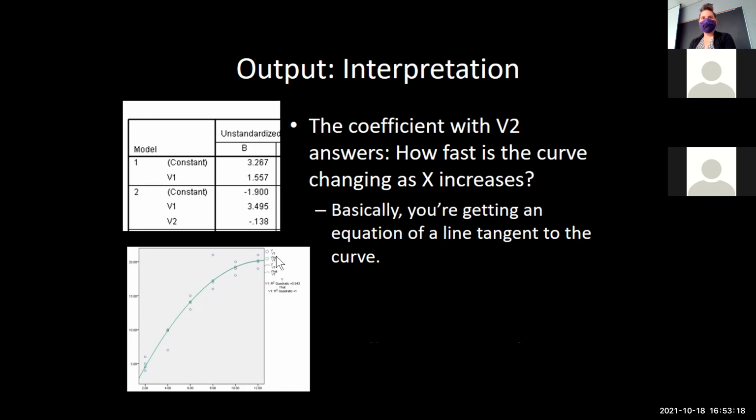All right, I was confused. I thought you meant that it was referring to the tangent line, not the curve, the whole curve at least. Yes, so all of these things together, the negative 1.9, the 3.5, and the negative 138, together they make this whole green line.